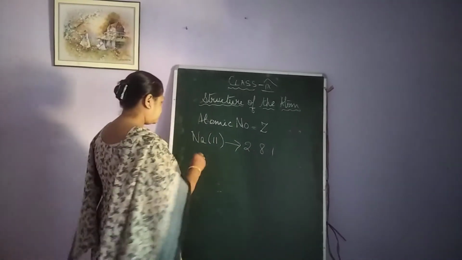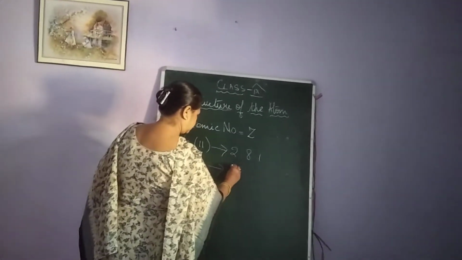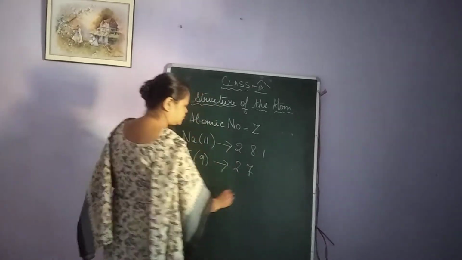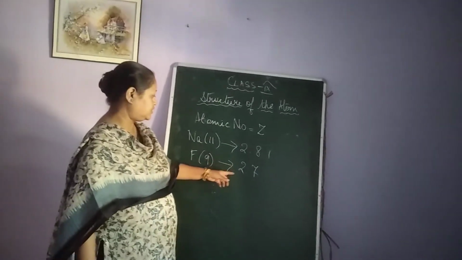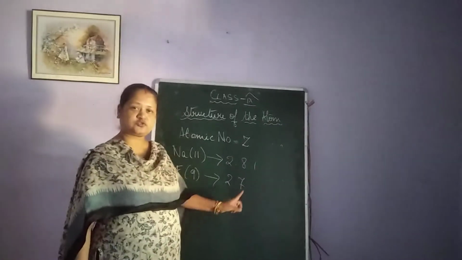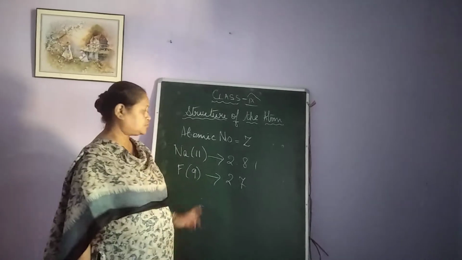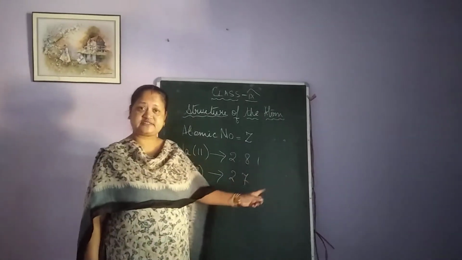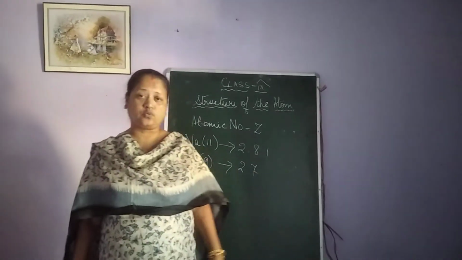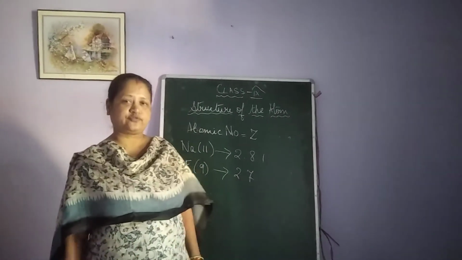Now if I talk about fluorine, the atomic number is 9, so the distribution is 2 and 7. Here you have to subtract it from 8. So 8 minus 7 is 1. That is why the valency of fluorine is also 1. Since the valence electron count is 1, the valency is 1, and that is why these elements are quite reactive.